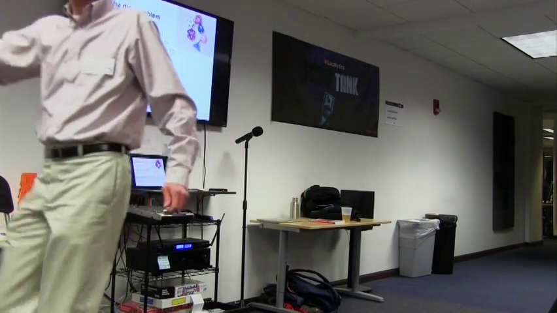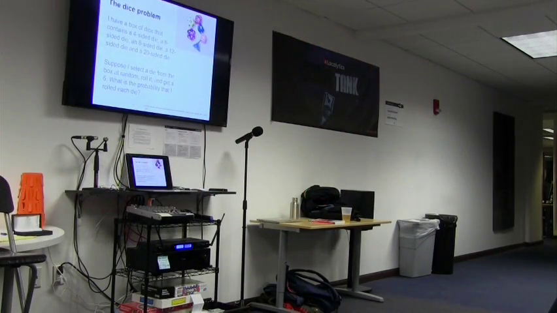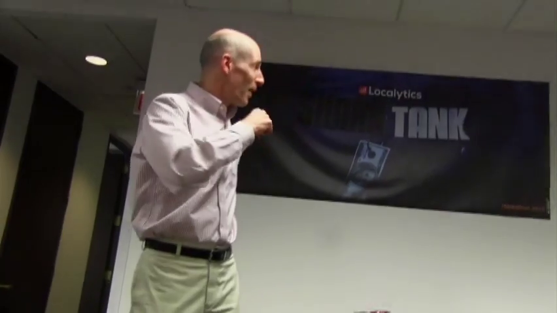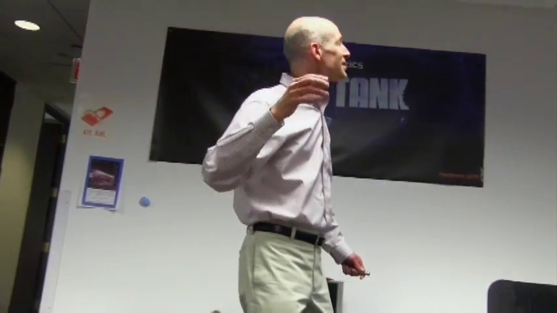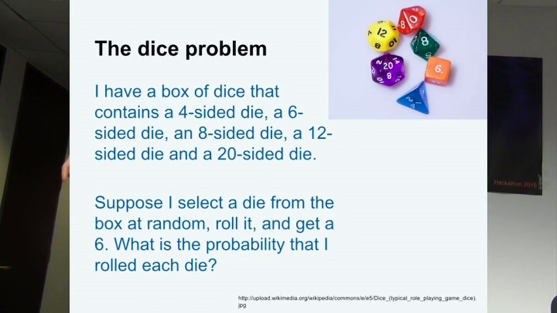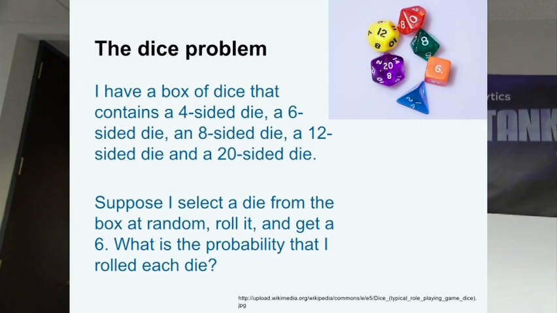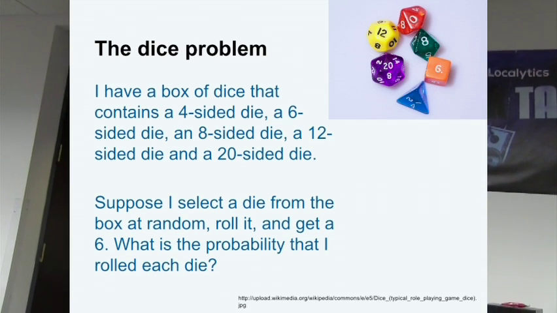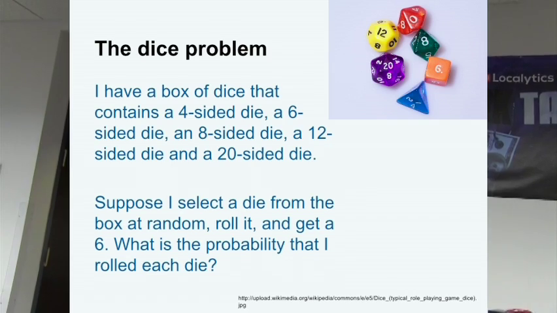All right, so I'm going to do this incrementally. I'm going to sneak up on the German tanks. We're going to do the dice problem, the train problem, and then we'll do tanks. So here's the dice problem. I have a box of dice. I've got a 4-sided, 6-sided, 8-sided, 12-sided, and 20-sided die. I choose one at random, and let's assume that means equal probability. I don't let you see it. I roll the die. I get a 6. And now my question is, which die did I roll?